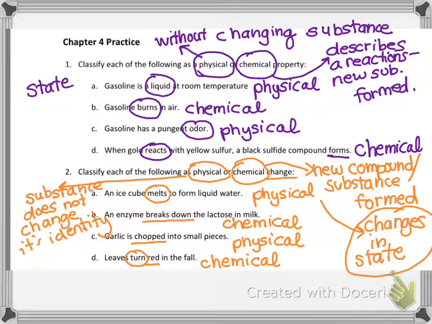Now, if I just described a leaf and I said the leaf is red, that would be a physical property of the leaf, the color. The leaf is red, because I can observe it without changing it. But when I talk about the leaf turning into a new color, it's turning into a new color because new compounds are formed, and that means it's chemical.